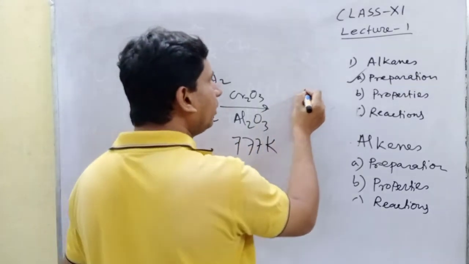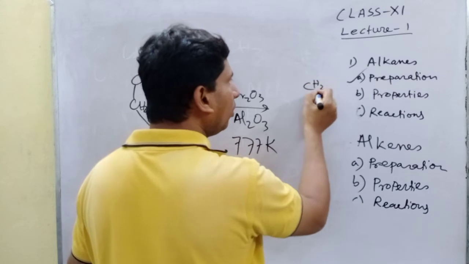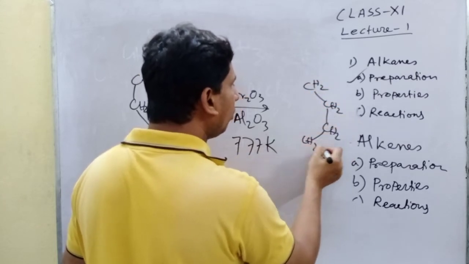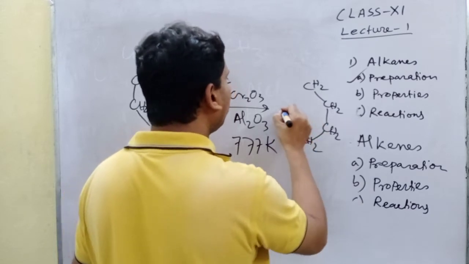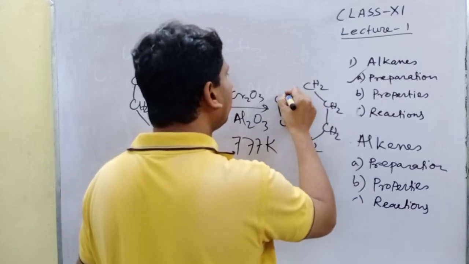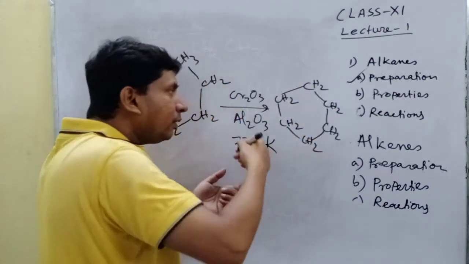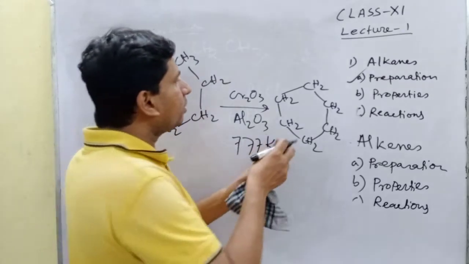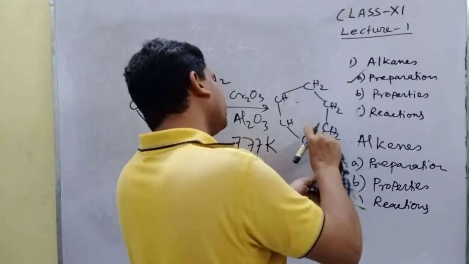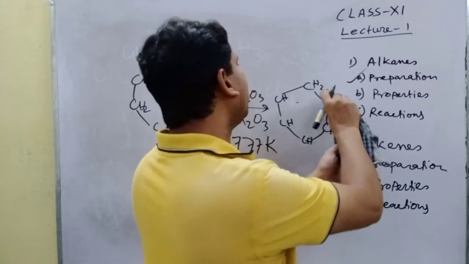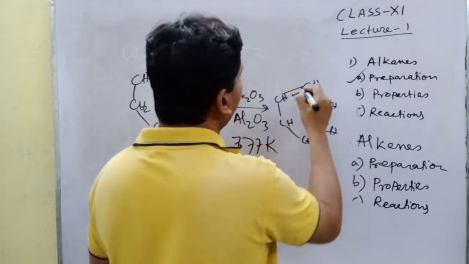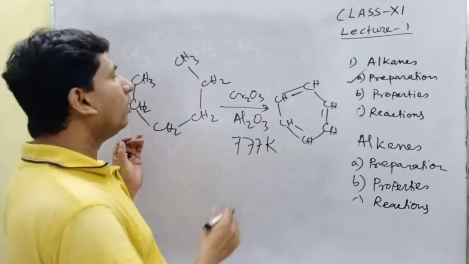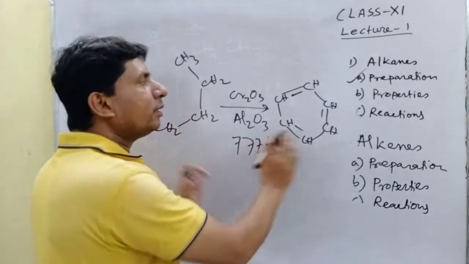That means we will get a ring of CH2, CH2, CH2, CH2, CH2, CH2, plus H2. Then it readily converts to CH with double bonds, which is known as benzene. So this is an aromatic compound, this is aliphatic, this is aromatic.